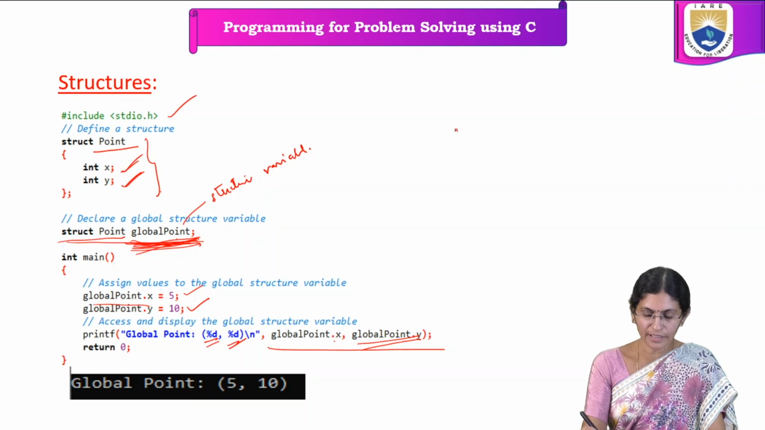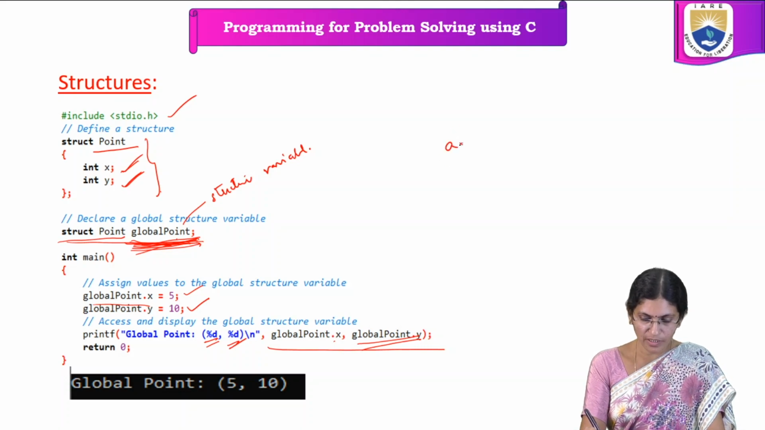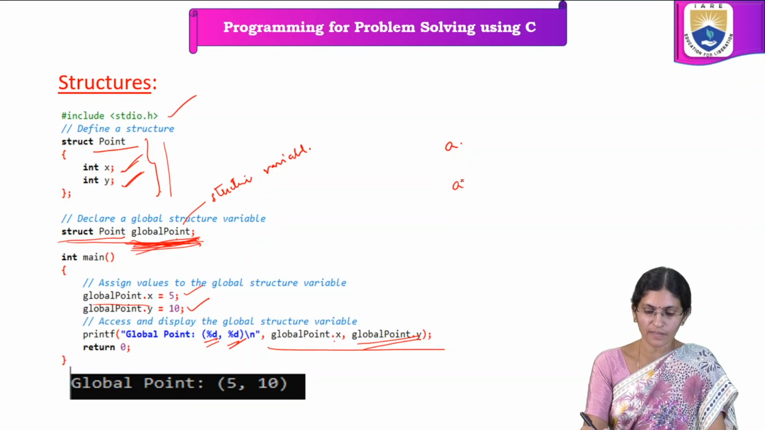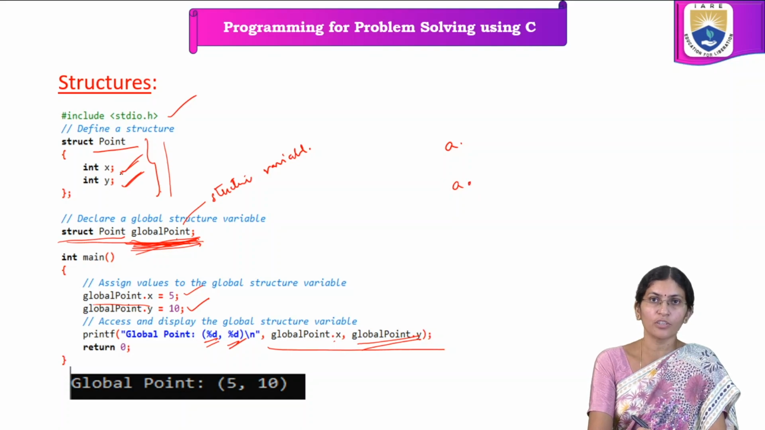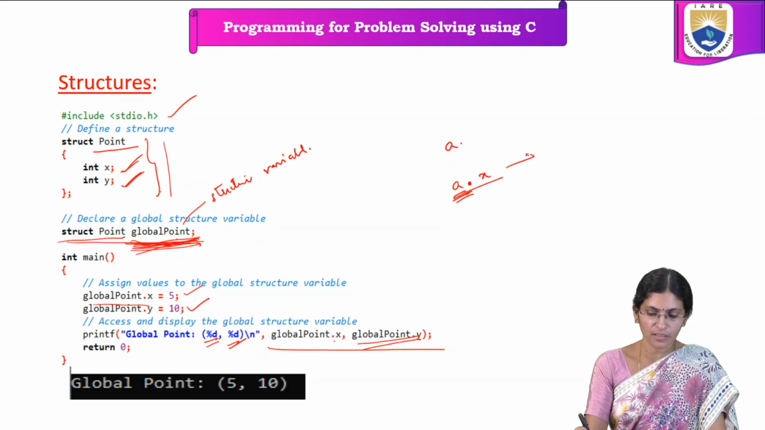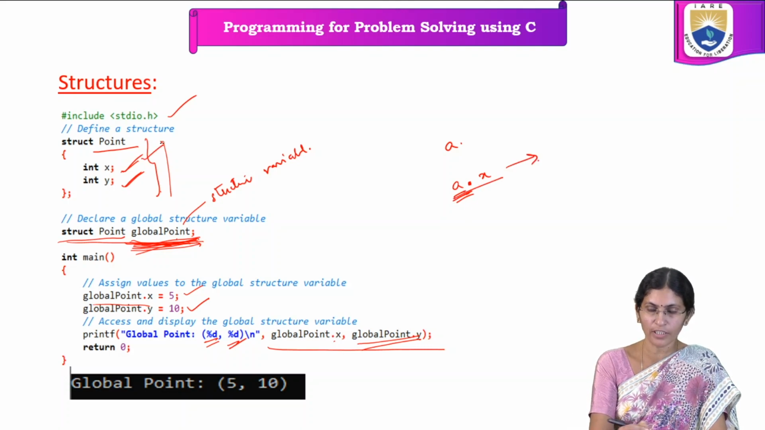Generally, in order to access a variable, just the name of the variable is enough. But here, in addition to the variable, each variable has different attributes. So in order to access each attribute, or each member of the structure, we need to use the dot operator along with the variable name. So a dot x, suppose a is a variable, so a dot x means this value, a dot y means this value.